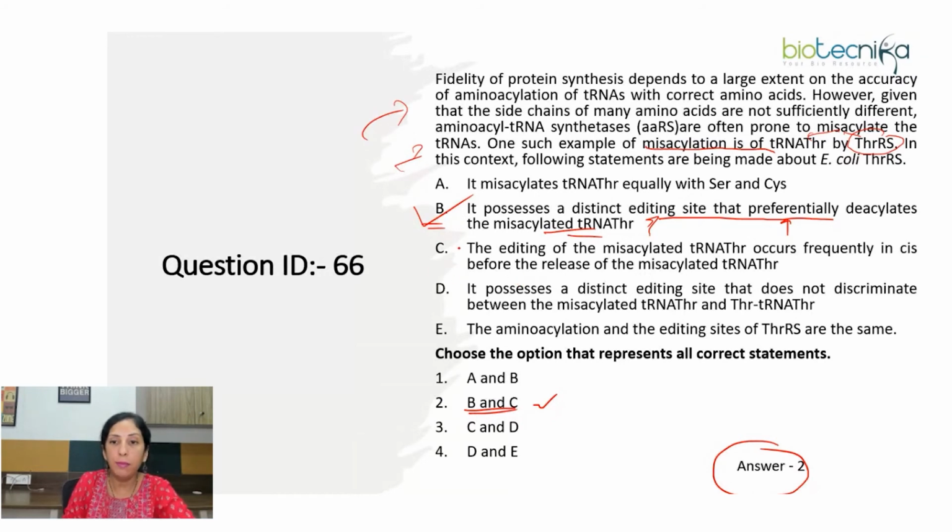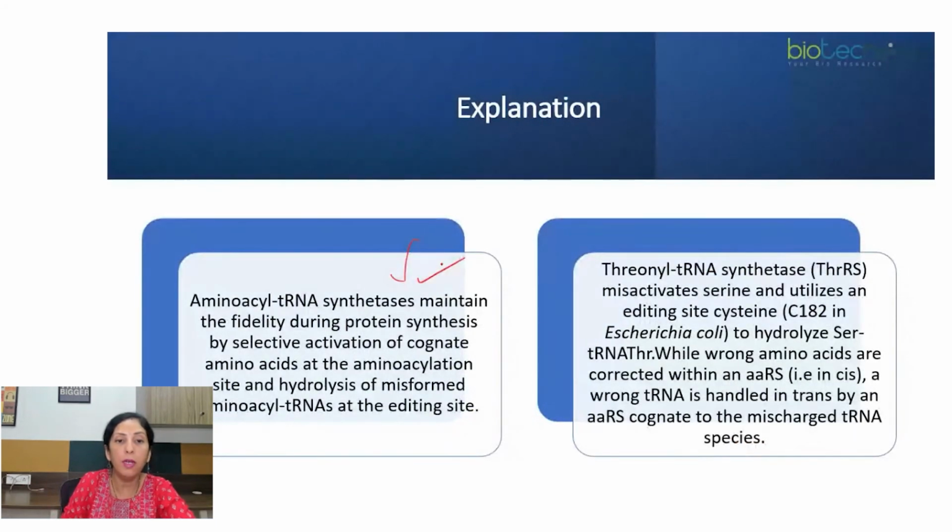Next, we have statement C: the editing of the misacylated tRNA threonine occurs frequently in cis before the release of the misacylated tRNA threonine. What do we mean by this? Like I have already explained, amino acid tRNA synthetases maintain fidelity during protein synthesis by selective activation of the cognate amino acid at the aminoacylation site and hydrolysis of misformed amino acid tRNA at the editing site. Now, why is it known to occur in cis? Because the amino acid synthetase itself is doing it. So that is known to be done in a cis manner.